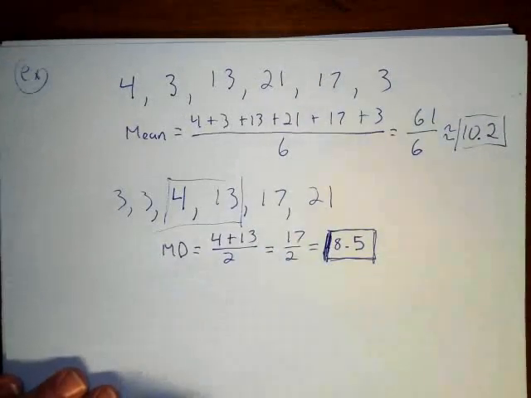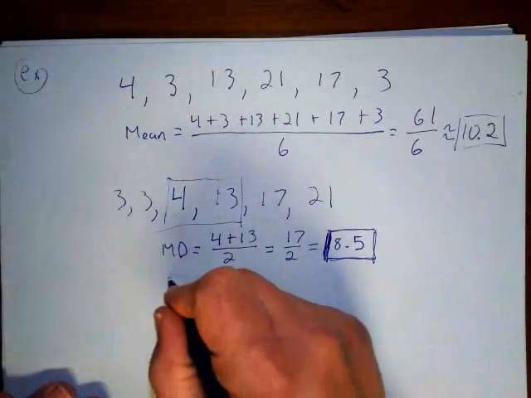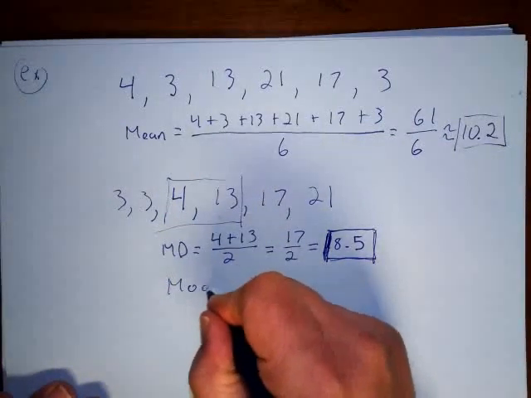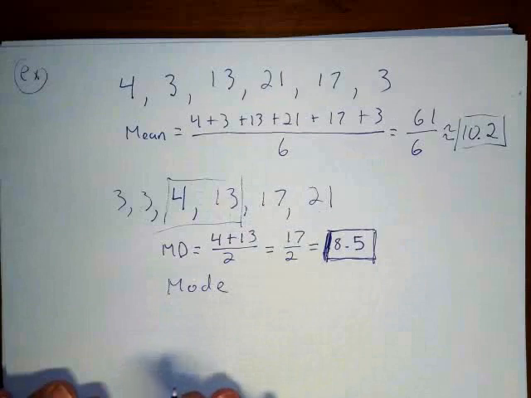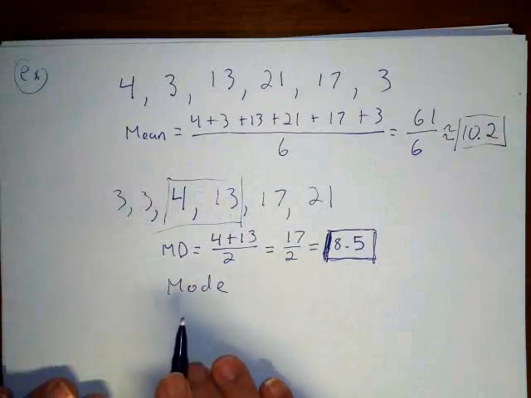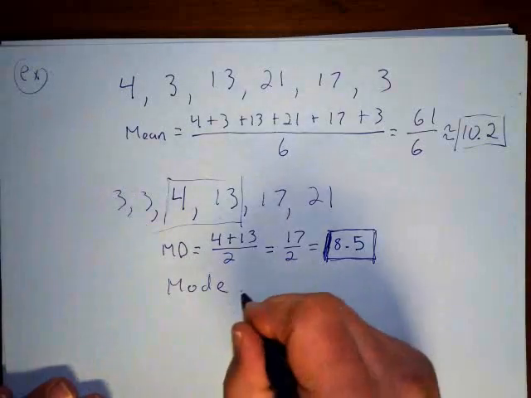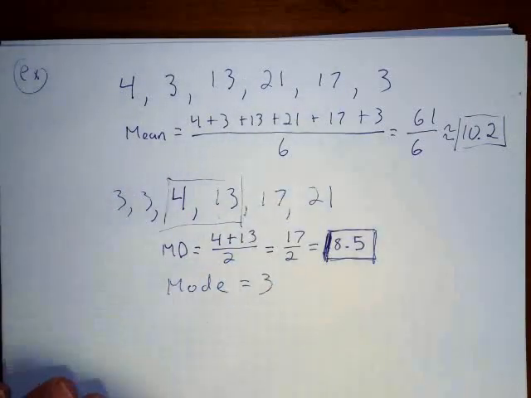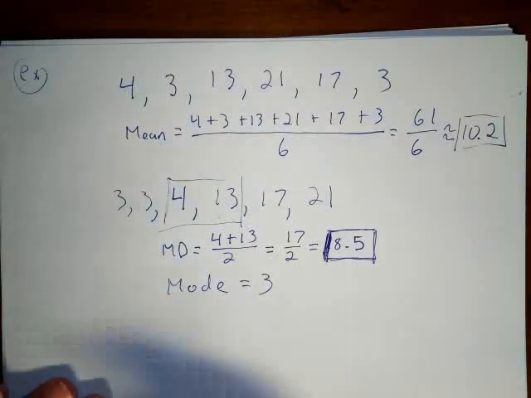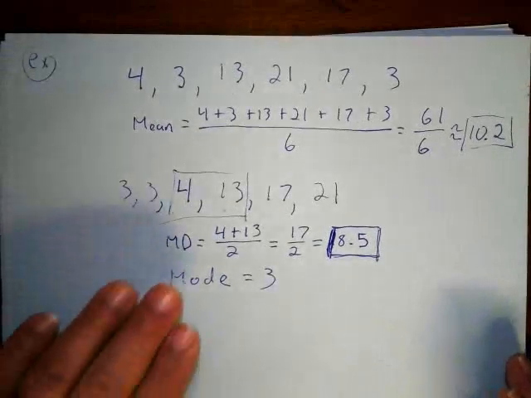Okay. And then what about the mode? The mode in this case is going to be 3, because 3 occurs more than any other value. So that would be the mode in this case. Okay. So let me give you one more here.